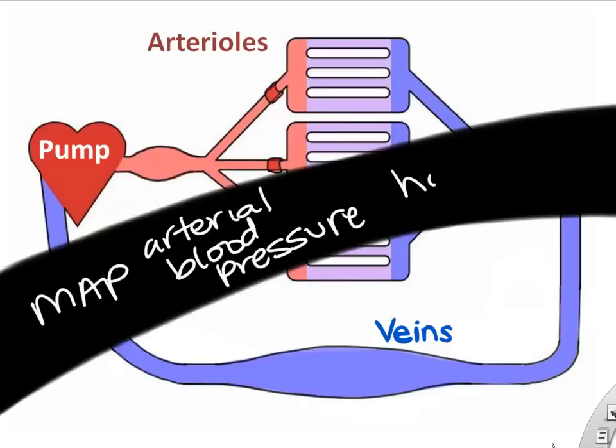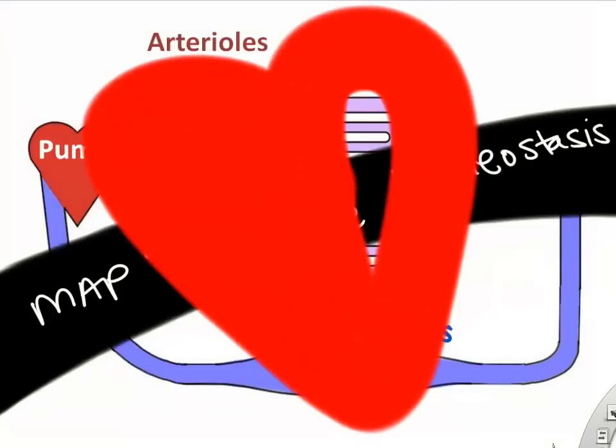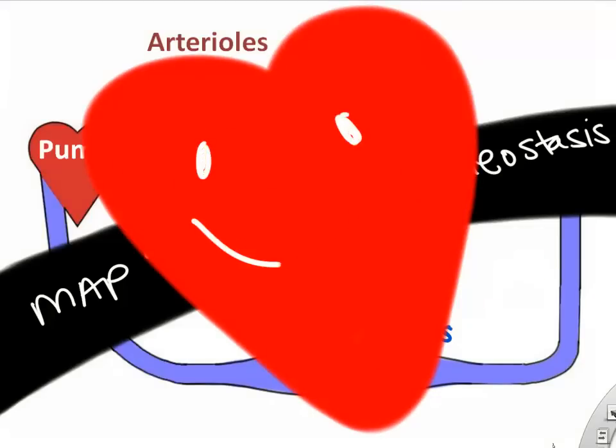All right, so arterial blood pressure is probably one of the best examples of homeostasis because it keeps your body happy and alive.